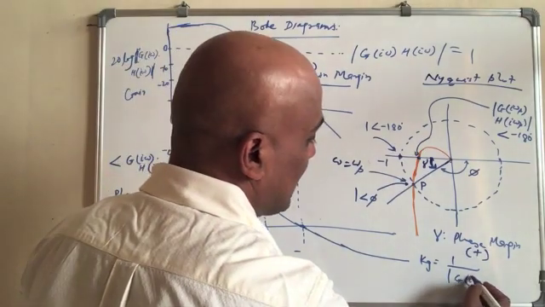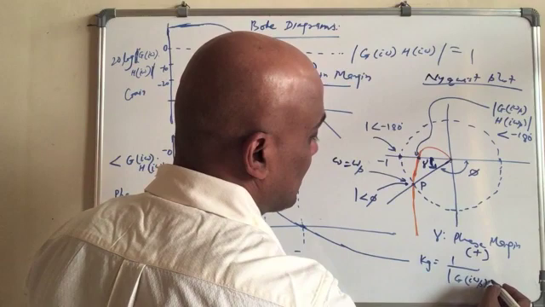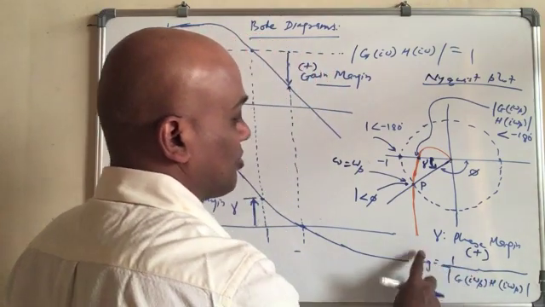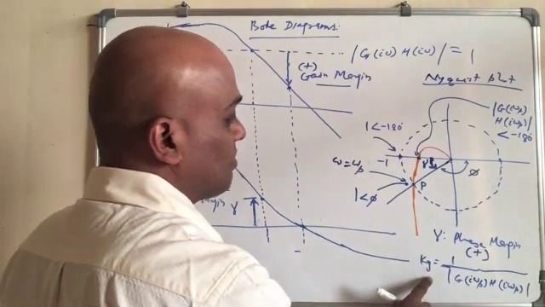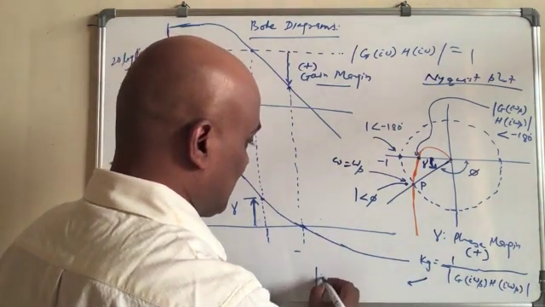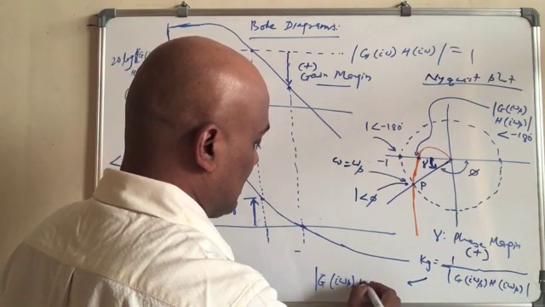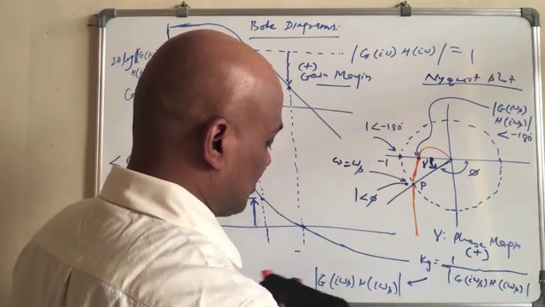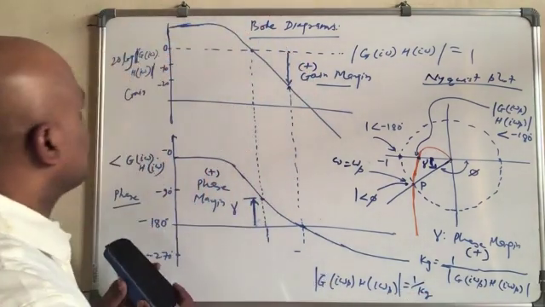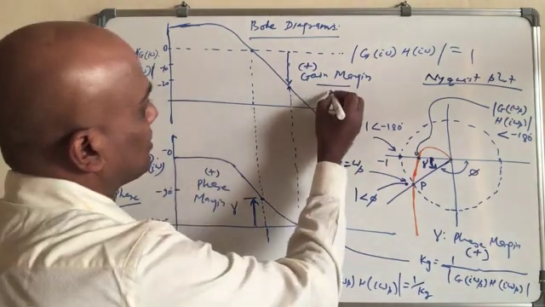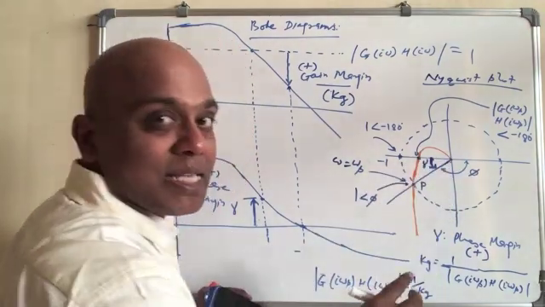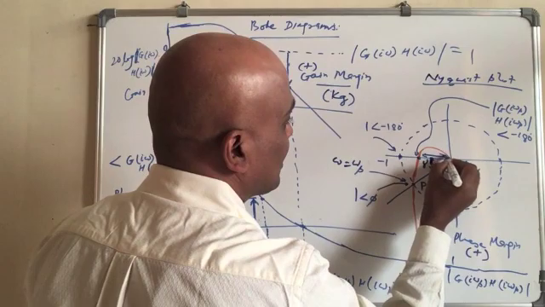Kg is equal to 1 over the magnitude of G(j omega p) H(j omega p). This is the magnitude of that, 1 over this one. Hence the gain G(j omega p) H(j omega p) is equal to 1 over Kg, where Kg is the gain margin. How do you indicate Kg here? Kg is from here to here.